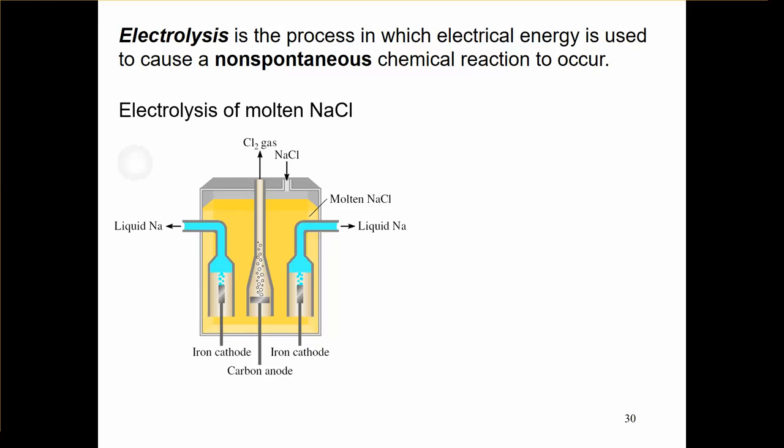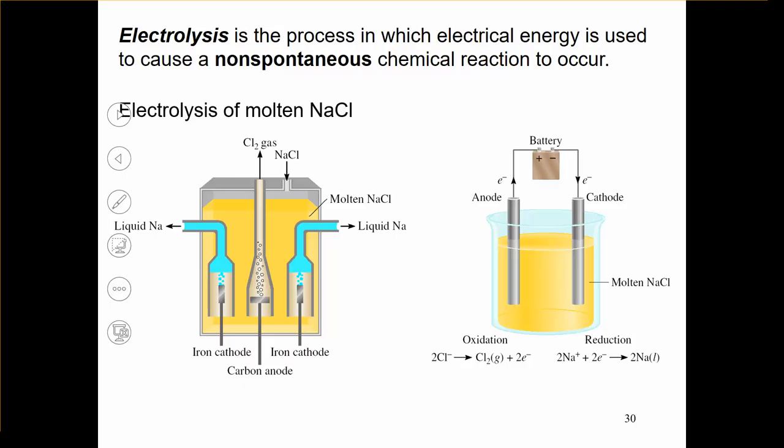The chloride ion is negatively charged. That's why we say it's going here to the anode. The sodium would be positively charged. That's why it's going to the cathode here. Okay. So here we see that this is providing that charge. This is the electrons from the anode traveling this way to the cathode. Okay.